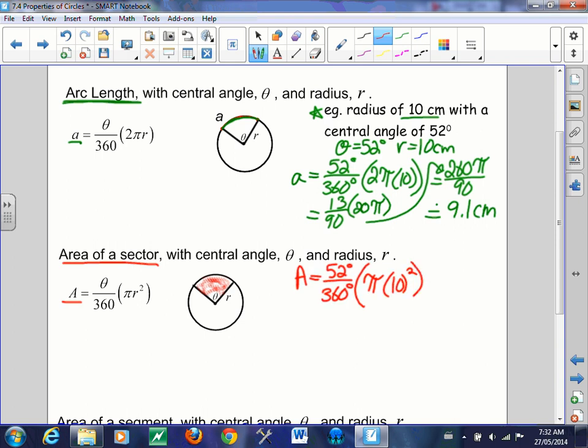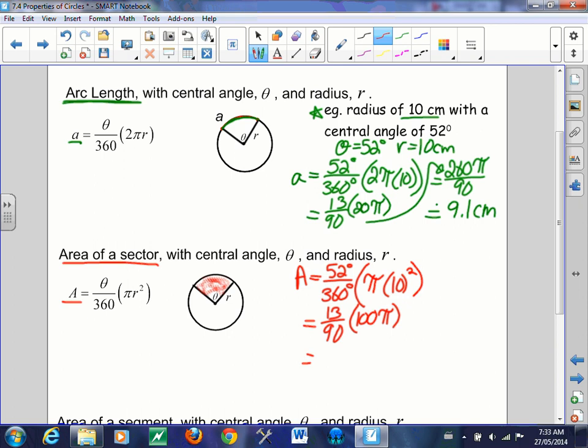Now, ladies and gentlemen, I know in the past if you've had me, I've never said just put in 3.14 for pi, because that is, again, rounding it a little too early. So I wouldn't use that. I would save it to the end and then plug it in. So let's simplify again. Use a fraction button. So 52 fraction button 360 gives you 13 over 90 times 10 squared is 100 pi.